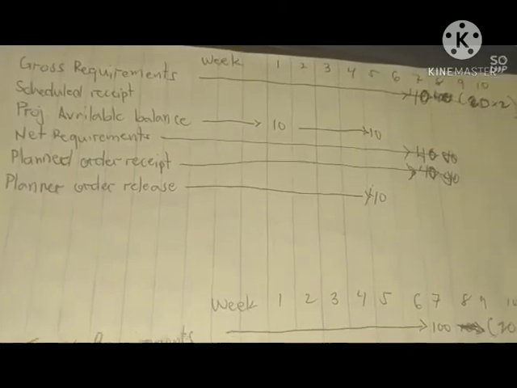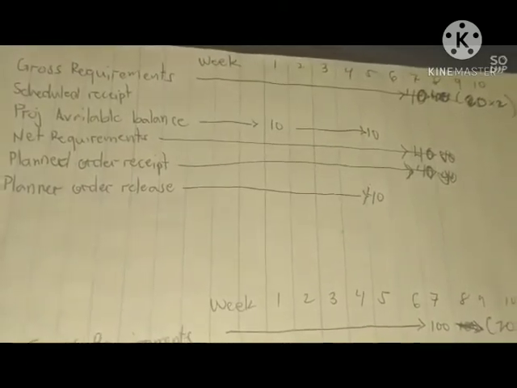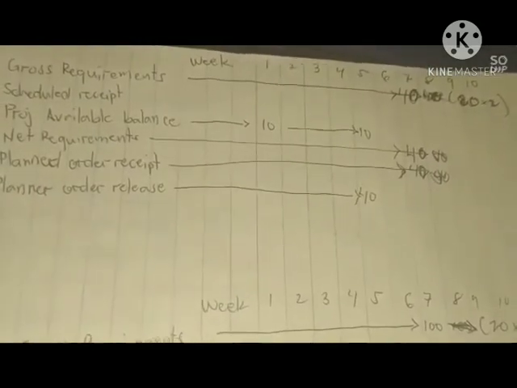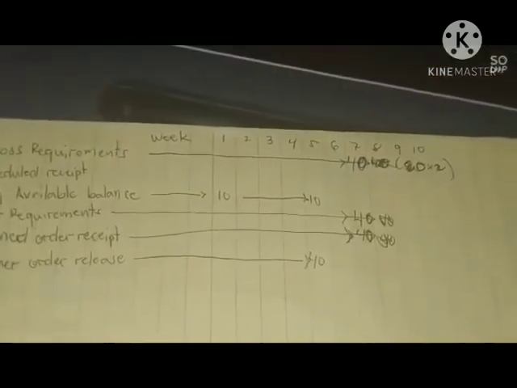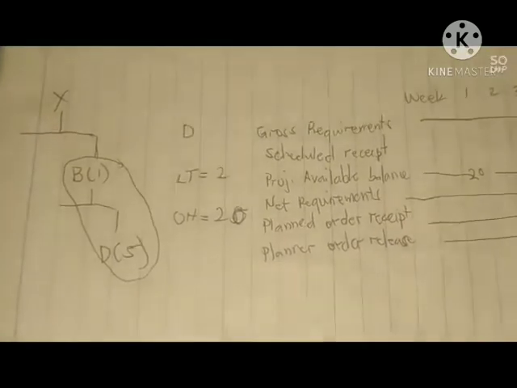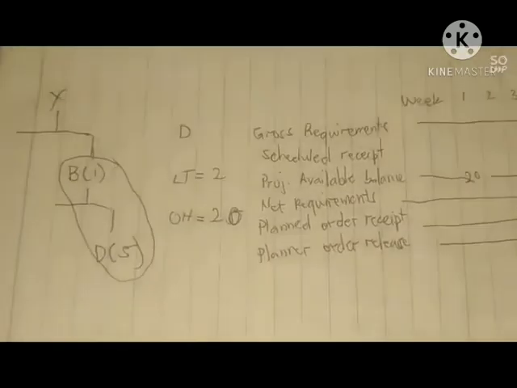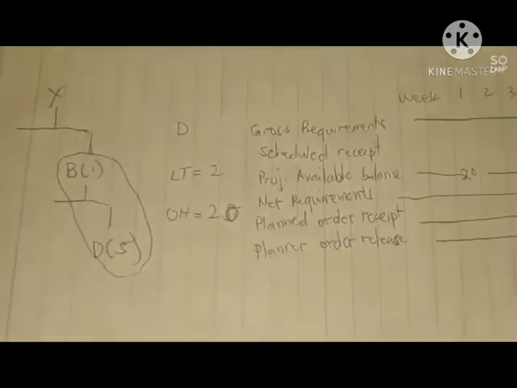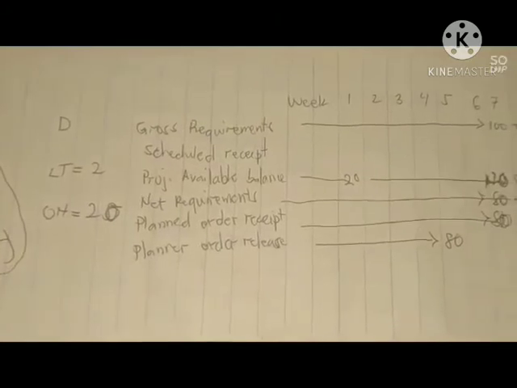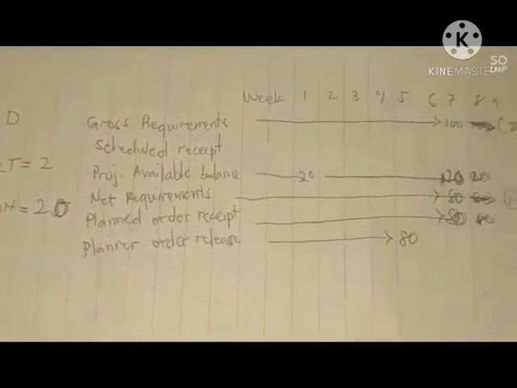Planned order receipts 40, same lang. Then planner order release ay 40, same lang. Then lead time na 2, so from week 7 to week 5. Last item is si item D. Under pa rin siya ni B. So it takes 5 Ds for each B. May lead time siyang 2, may on hand na 20.